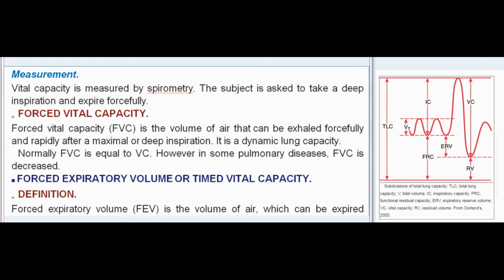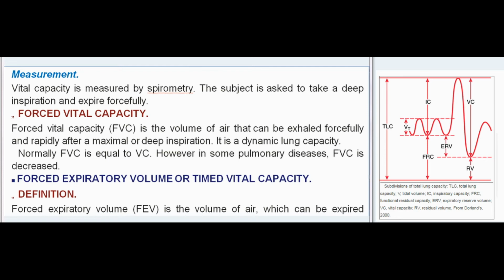Forced vital capacity. Forced vital capacity, FVC, is the volume of air that can be exhaled forcefully and rapidly after a maximal or deep inspiration. It is a dynamic lung capacity. Normally FVC is equal to VC. However, in some pulmonary diseases, FVC is decreased.